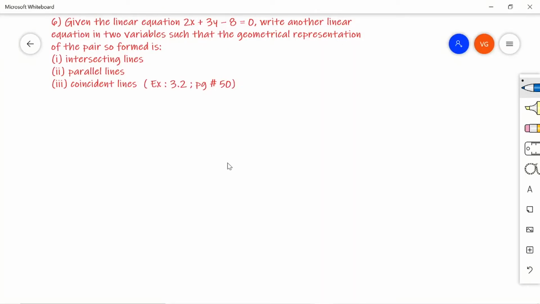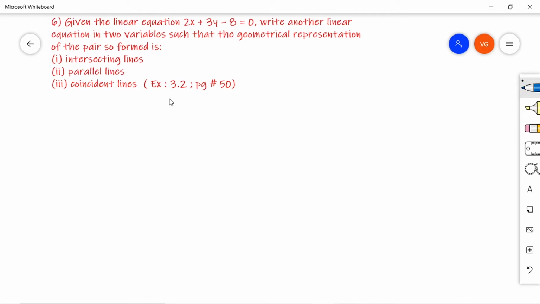This is question number 6 from exercise 3.2. The question goes like this. Given the linear equation 2x plus 3y minus 8 is equal to 0, write another linear equation in two variables such that the geometric representation of the pair so formed is intersecting lines, parallel lines and coincident lines.